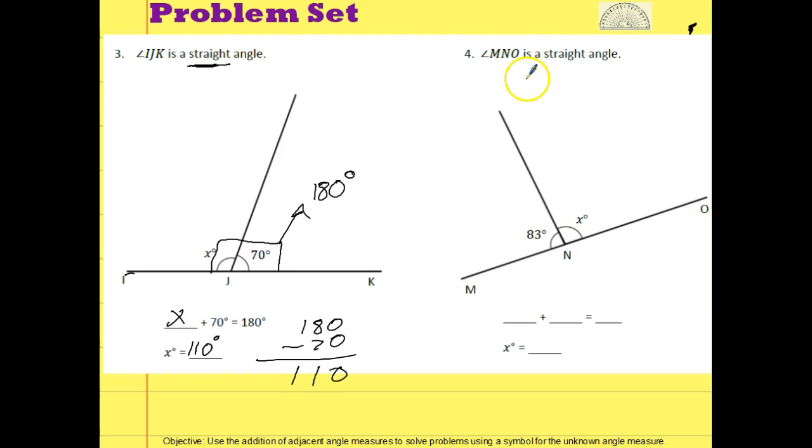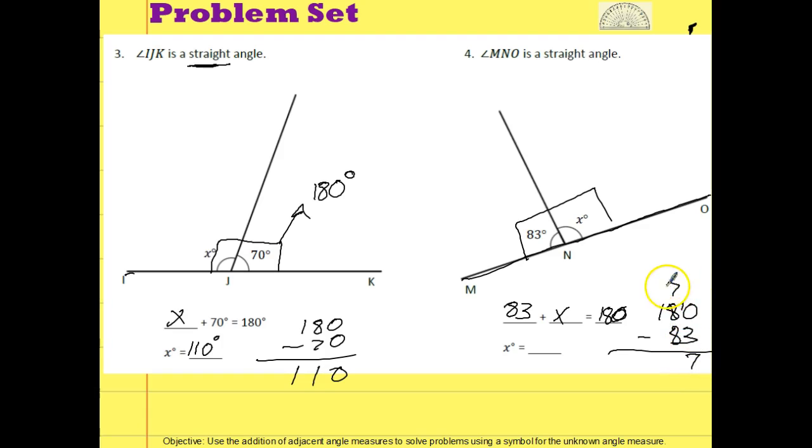All right, again, MNO is a straight angle. So this is 180 total. So we have 83 plus x equals 180. So we take 180 minus 83, borrow here. 10 minus 3 is 7. To borrow again, 17 minus 8 is 9. So 97 degrees is our missing angle.